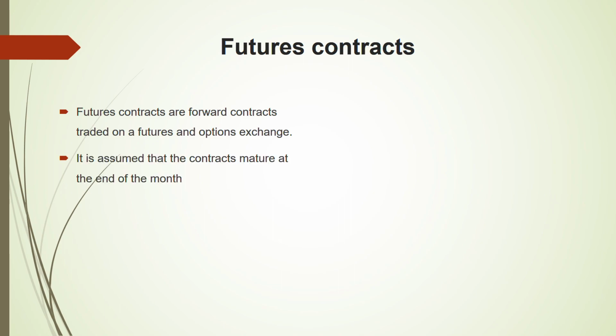Second, it is assumed that the contract matures at the end of the month. This you should know whenever you are given future contracts, usually for March, June, September, and December. We call it March future, June future, September future, December future, right? So when we are taking those futures, it will always mature at the end of the month. That means if you are taking a June future, it will expire on 30th of June. September, 30th of September. December, 31st of December. Even if this assumption is not stated, that is the default assumption.